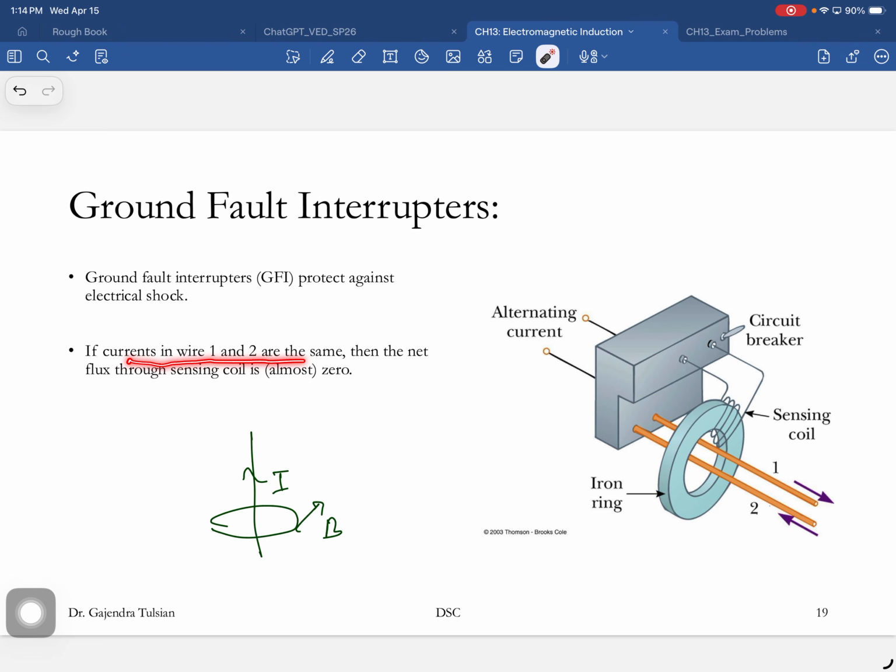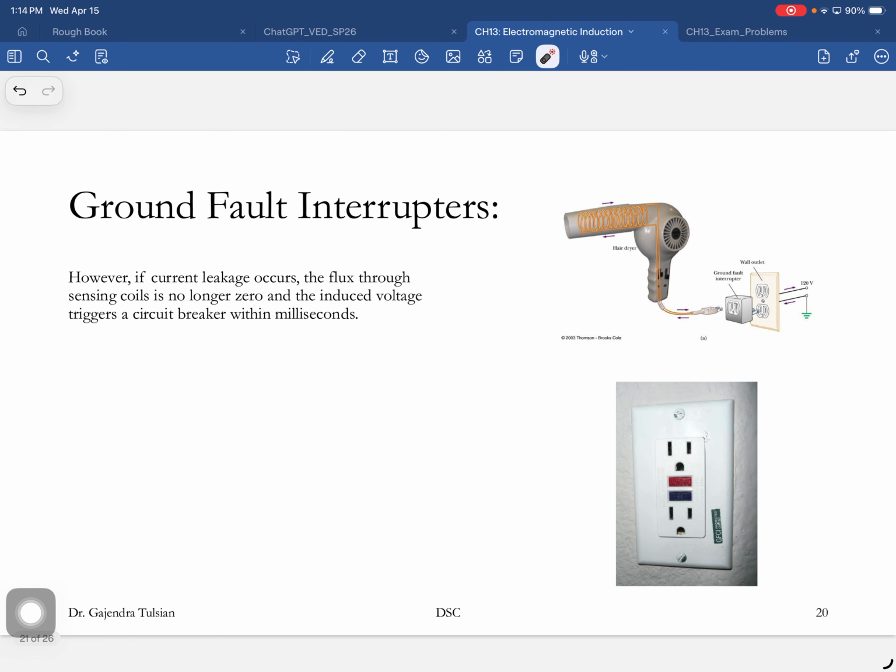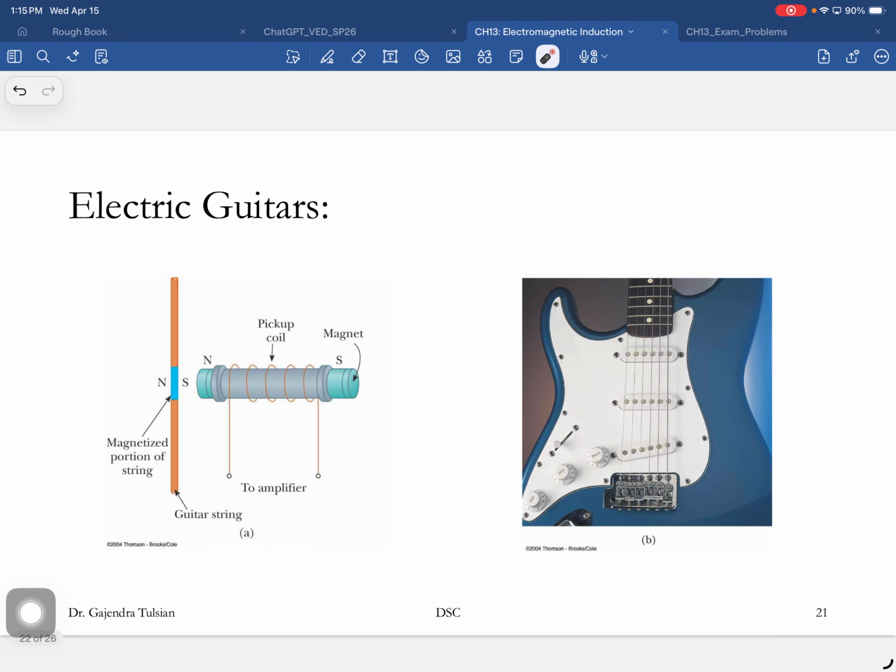If current in wire 1 and 2 are the same, then the net flux through the coil is almost 0. However, if current leakage occurs, the flux through the sensing coil is non-zero, and the induced voltage triggers a circuit breaker within milliseconds. Okay. So that's what it does. And once that circuit breaker is tripped, you can go and reset it by pressing that green button. You'll see one of these things in your garages and in your bathrooms and stuff. So that's what it does.